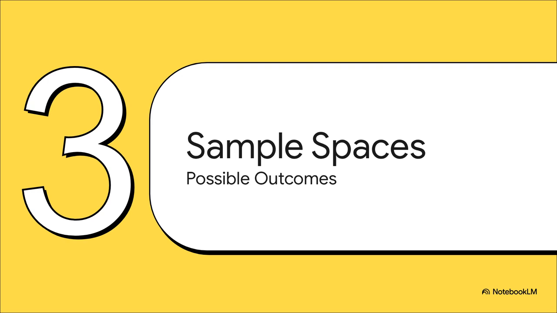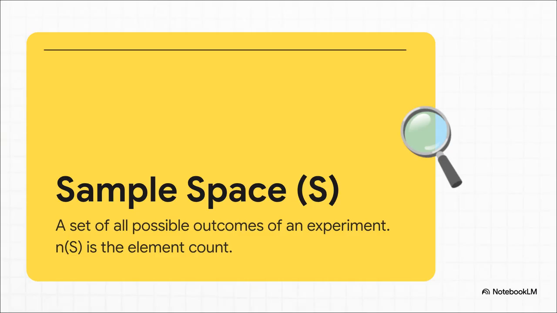Okay, Section 3, Sample Spaces, Possible Outcomes. First up, we need to define our terms. The sample space, which we denote with a big capital S, is basically our entire universe of all possible outcomes for any given experiment. And we use this notation, lowercase n, bracket S, which we read as n of S, to represent the exact number of elements inside that universe.